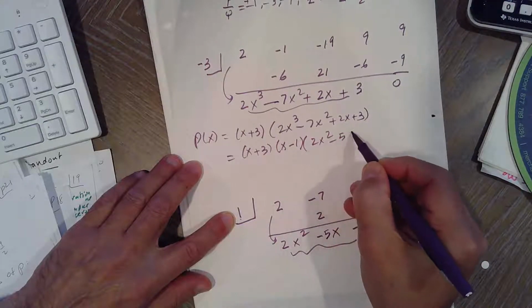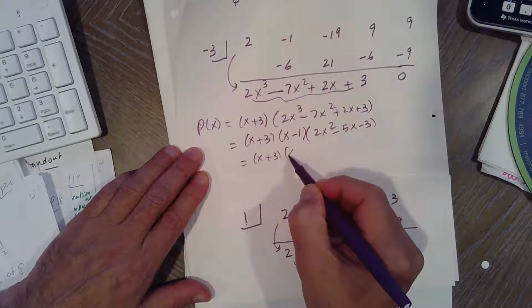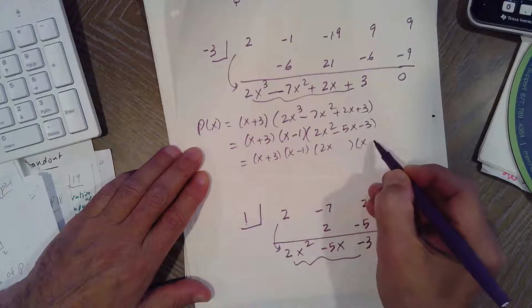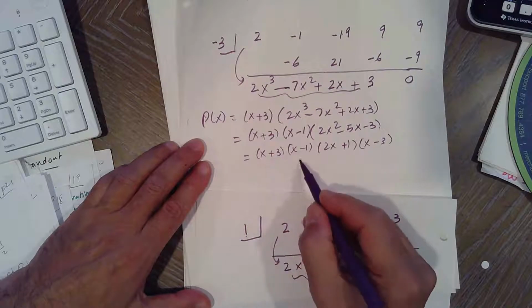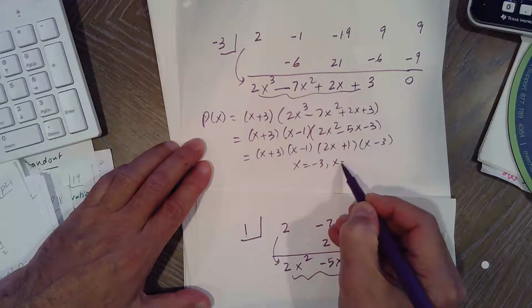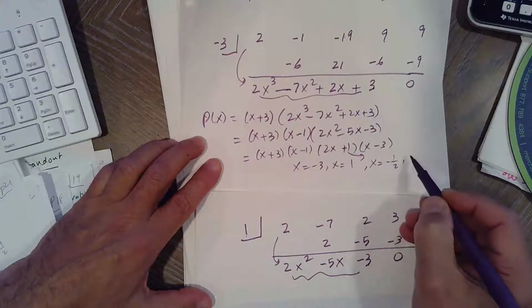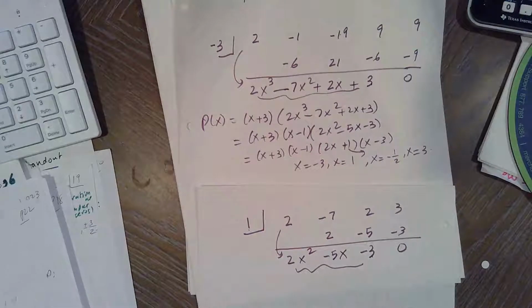And it's quadratic, and it's factorable. So you get x minus 1, and that's 2x plus 1, and x minus 3. So you have 1, and then 2 zeros, which give me negative 1/2 and 3. There's 4 zeros, and they are all rational.